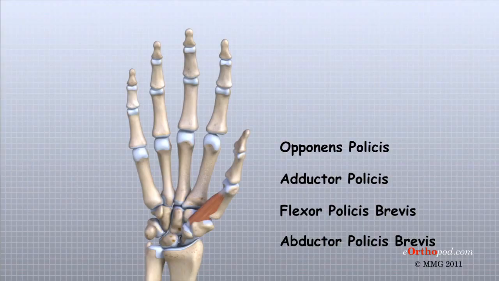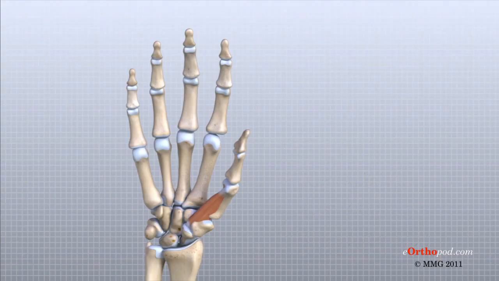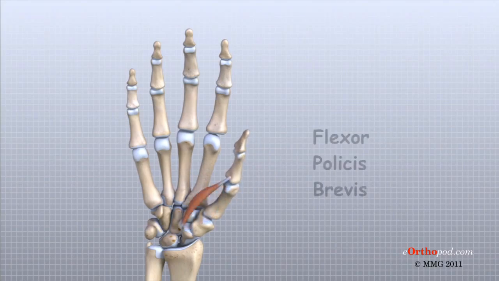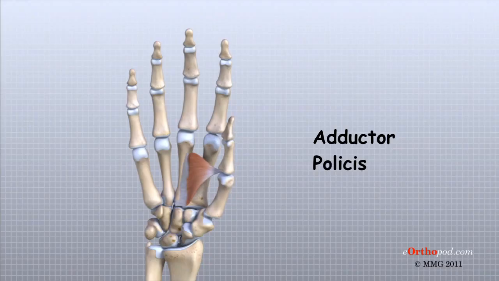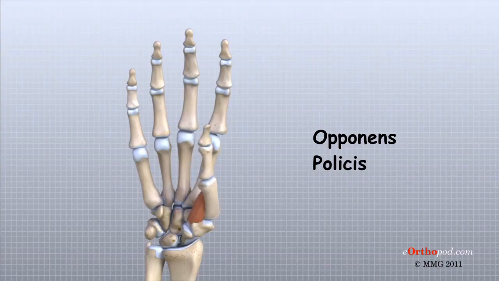Their names give a suggestion of what they do when they contract. The abductor pollicis brevis abducts, or moves, the thumb away from the midline of the hand. The flexor pollicis brevis flexes, or bends, the thumb. The adductor pollicis adducts, or moves, the thumb towards the midline of the hand. The opponens pollicis moves the thumb into opposition.